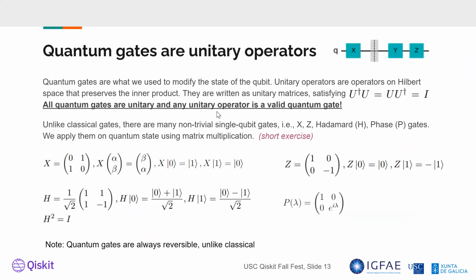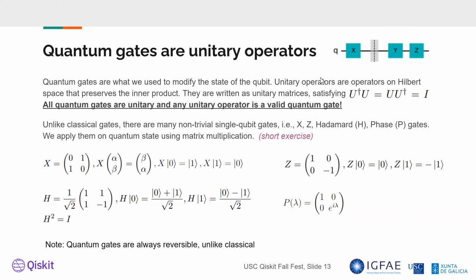Okay, we've talked about qubits, and now we want to look at quantum gates. Quantum gates are what we use to modify the state of the qubit. I use a quantum circuit here, where Q is a qubit, and you apply a sequence of gates to this qubit to modify its content.